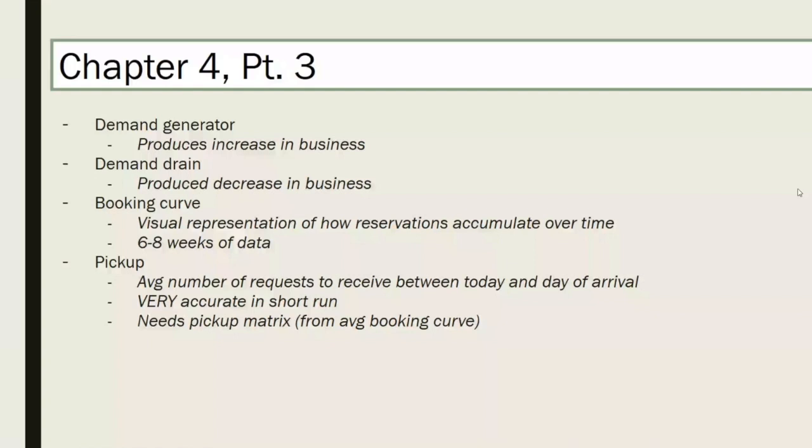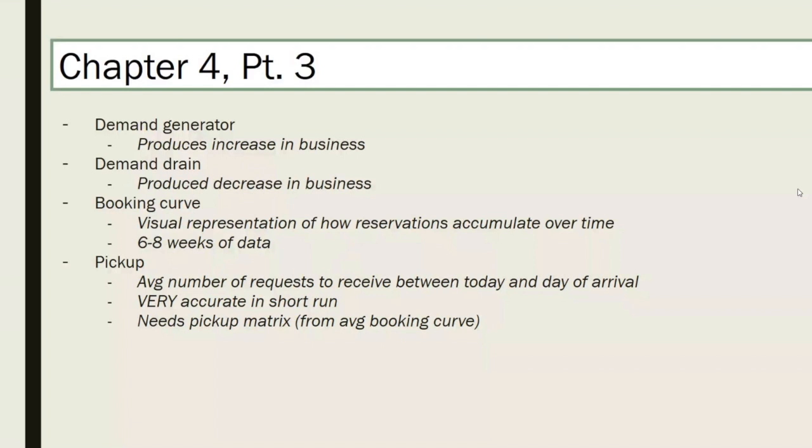Pickup is essentially the average number of requests that you receive between today and the day of arrival. So say, for example, right now I have 15 bookings for my hotel next week, and next week I end up having 45 guests in my hotel. My pickup would be equivalent to 30 because I have gained 30 guests from a specific day until the day of arrival. Pickup is how many you attract and how many bookings you actually get.